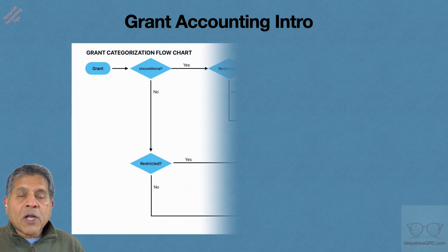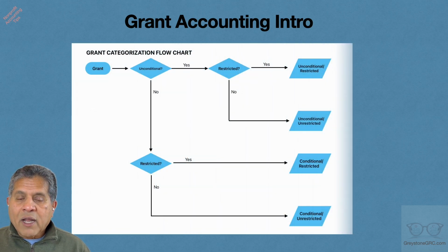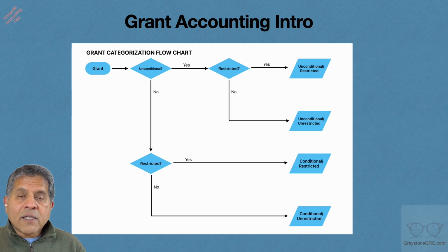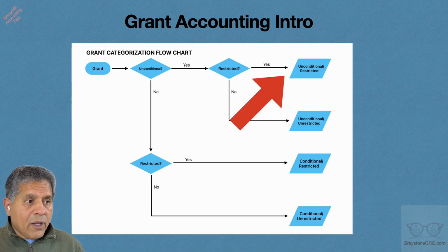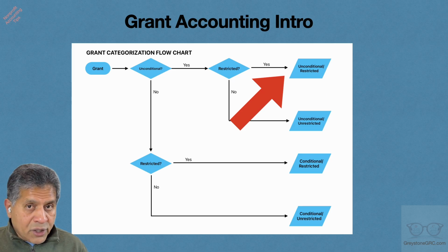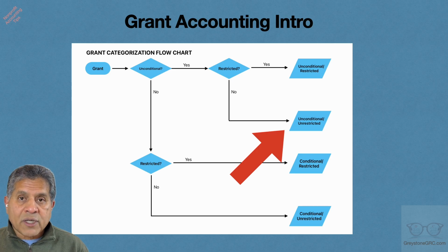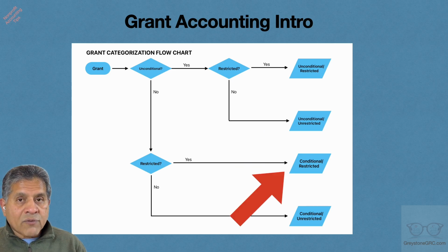So let's look at this flow chart one more time, all the way from the left to the right. And we can see that we've got a good flow here. And what we've covered in this video here is how you take a particular grant and decide which of these four buckets on the right your grant falls into. So you're going to decide whether it's conditional or unconditional, and then you're going to decide whether it's restricted or unrestricted. And that'll put them in one of these four buckets. We haven't talked about accounting for it.